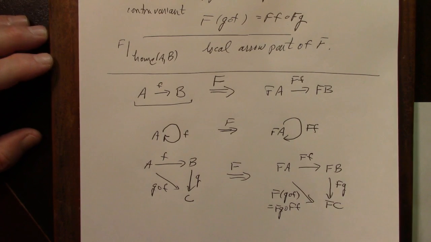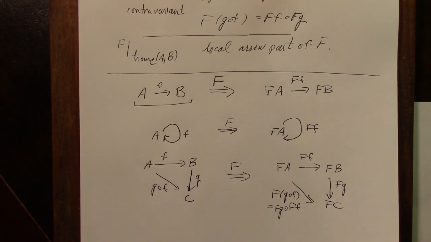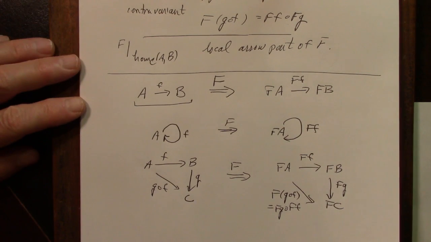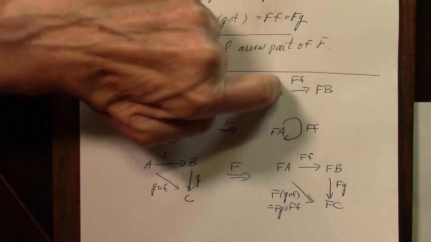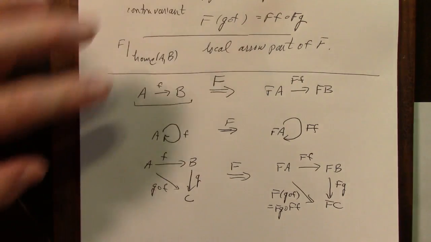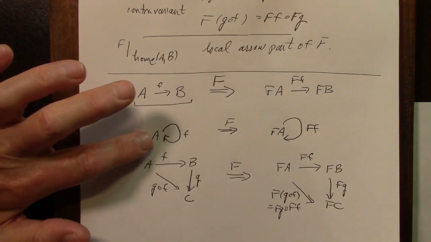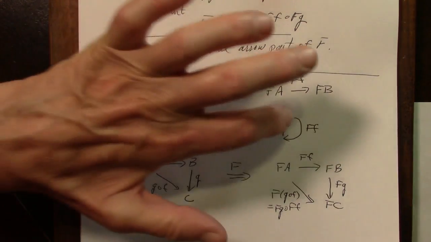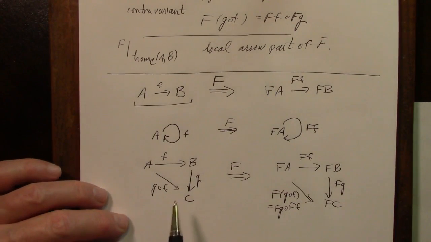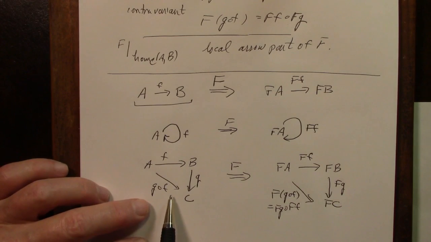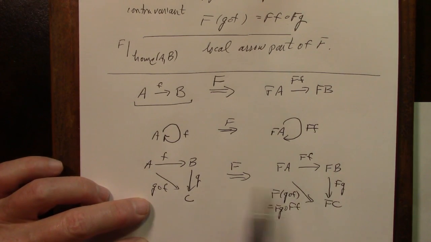Okay, so it's not a bad way to think of functors as mapping one arrow diagrams to one arrow diagrams, mapping loops to loops, identity loop to identity loop in particular, and preserving triangles.